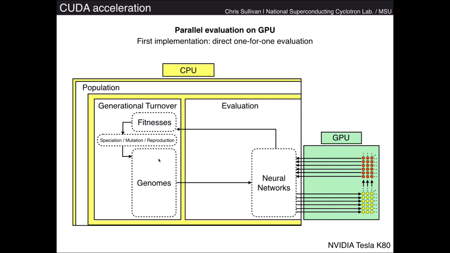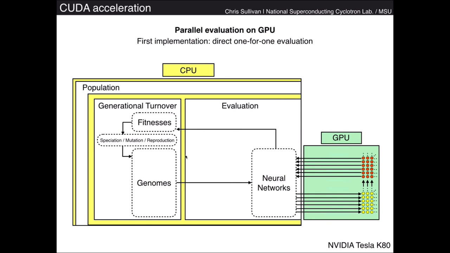And so you're able from these to generate the neural networks, and then you evaluate the neural networks on the CPU serially, and then the output of those neural networks goes into a fitness function, which determines the fitness of each of the neural nets. Then based on those fitnesses, we go into a speciation, mutation, reproduction phase, and that outputs a new set of genomes. From that new set of genomes, we generate new networks, and that ends that generation and begins a new generation, for which we evaluate them again.